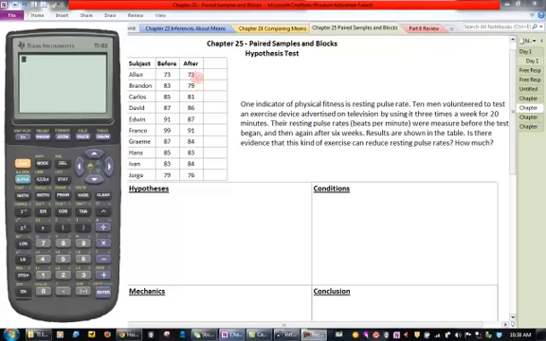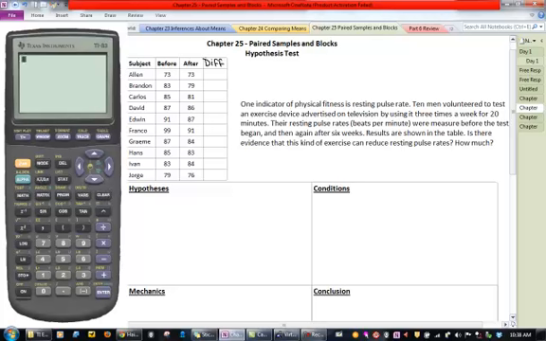This test is actually a lot easier than the 2 sample t-test, because what we're interested in, especially since we want to know by how much this kind of exercise can reduce resting pulse rates, we really care about the differences between the 2.